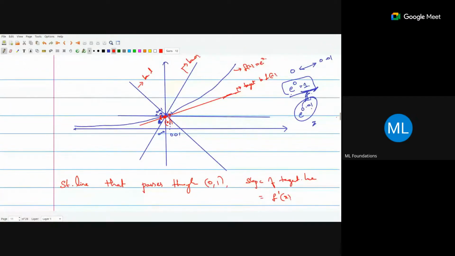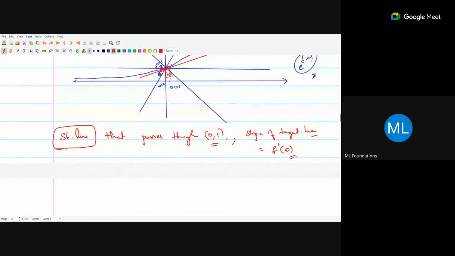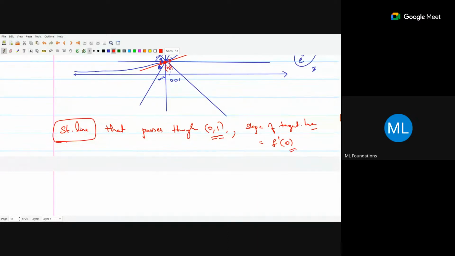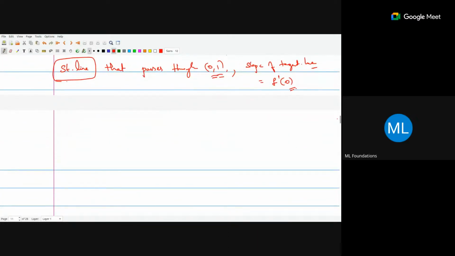Okay. So now I need this straight line that passes through (0, 1), and the slope of the tangent line is f dash of 0. The slope of the function at that particular point is equal to the slope of the tangent line. So now I know the slope, and I know one point. Can I compute the line equation?